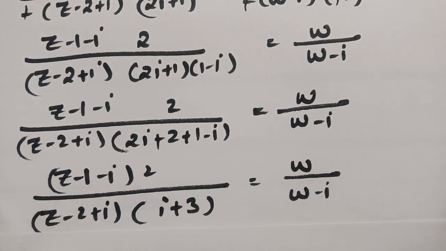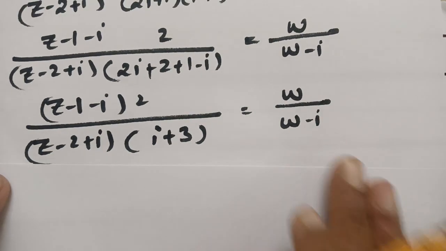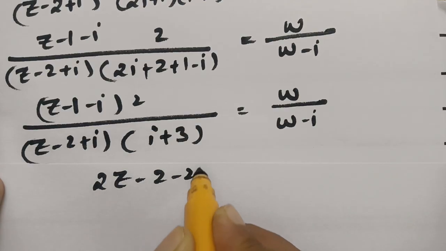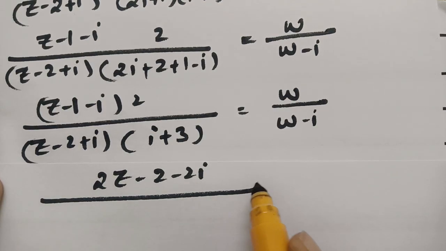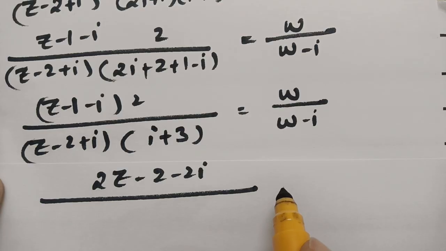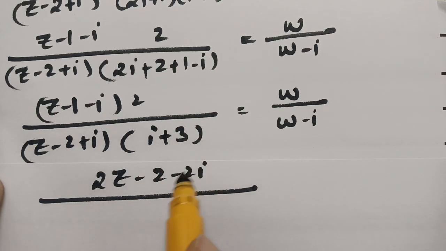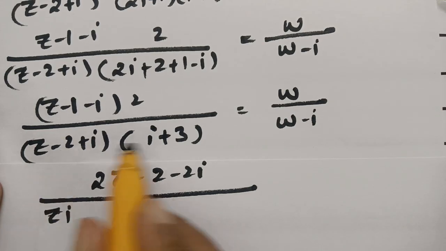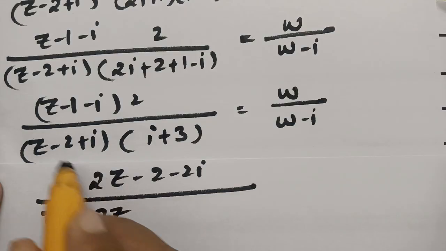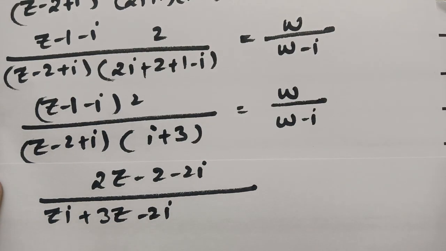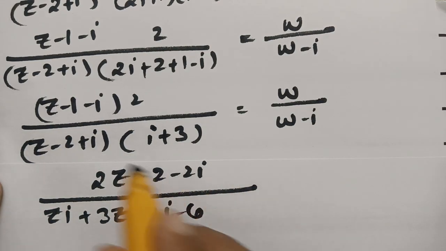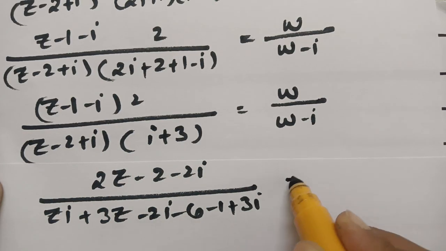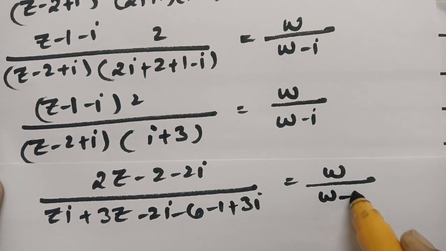So if I multiply, what happens here? This will be 2 times of, so if I multiply with 2, this is 2z minus 2 minus 2i. And later, if I multiply these two with 3 plus i, this will be zi, this value is zi plus 3z, and if I multiply, this is 2i minus 6, and if I multiply i square, minus 1, and this value is 3i, is equal to this is w by, this is w minus i.